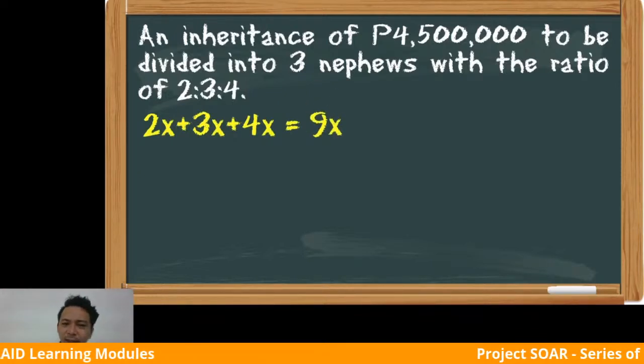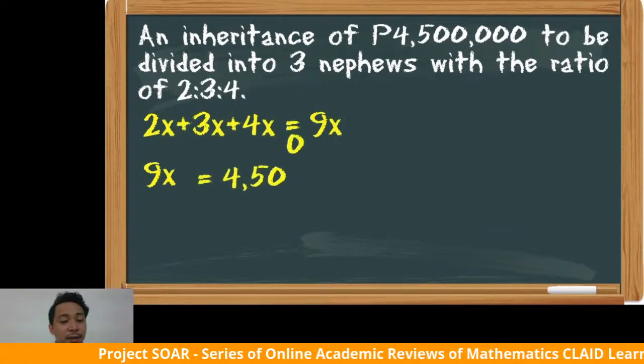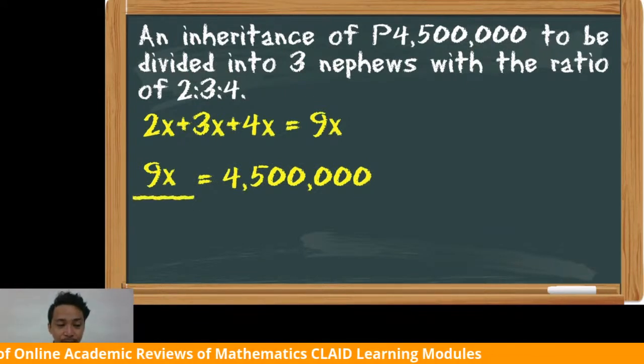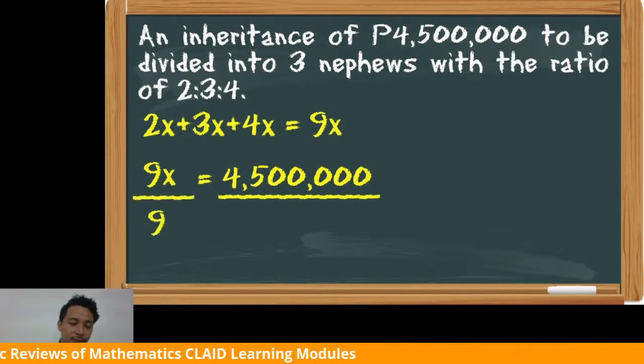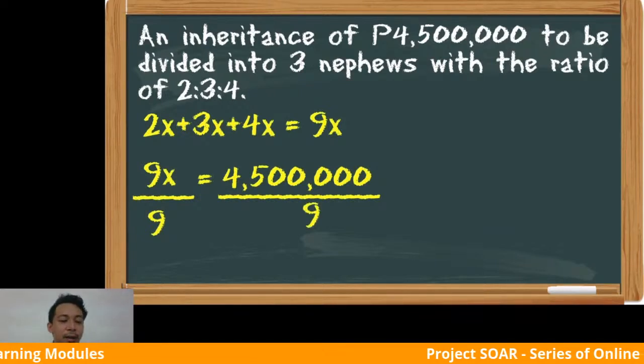So it will become 9x. So using 9x now, we'll have 9x equals 4,500,000. So dividing both sides by 9, this will be 9 divided by 9, that is 1x.